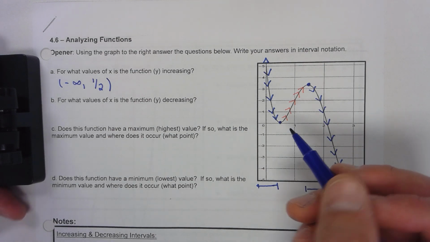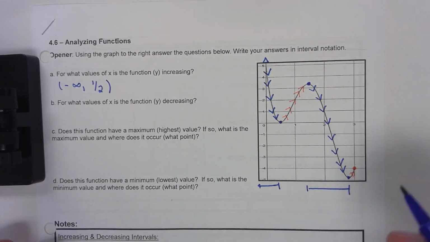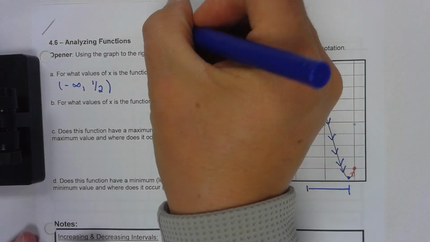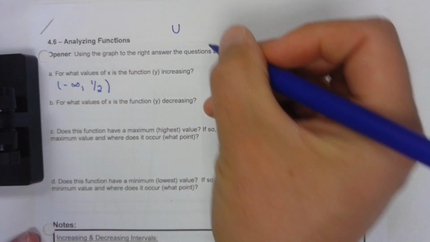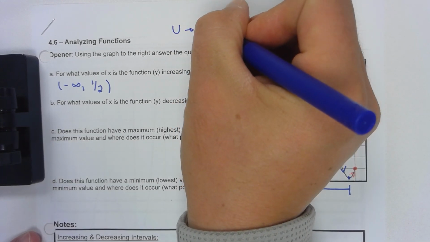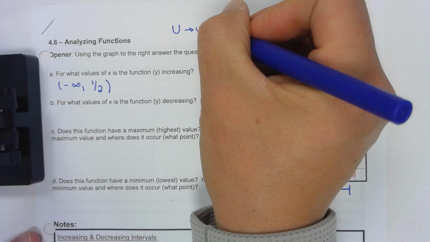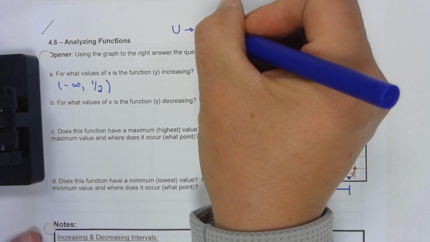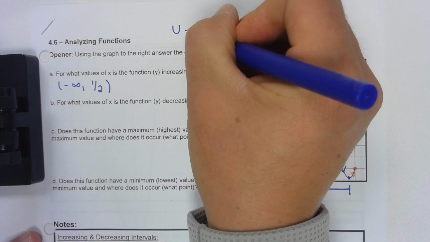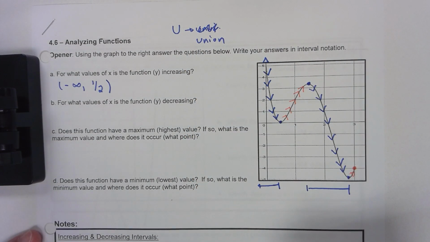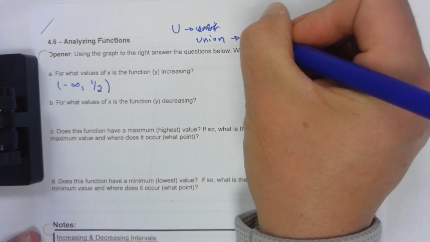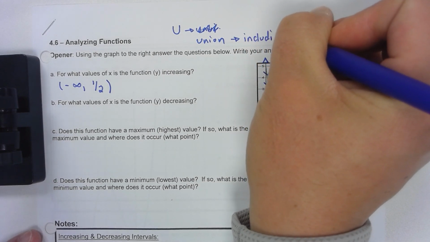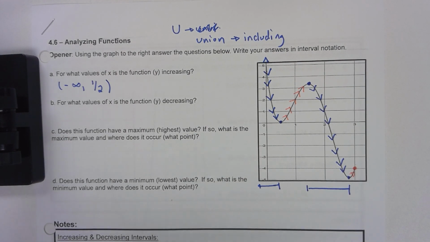Now, something new that we didn't talk about with interval notation earlier in the week is that when we have multiple intervals, we need a way to group them together. So another symbol you're going to see is this letter U. That is the union. Is that spelled right? Union, which means including. So when you see that symbol, it means we're including another interval.